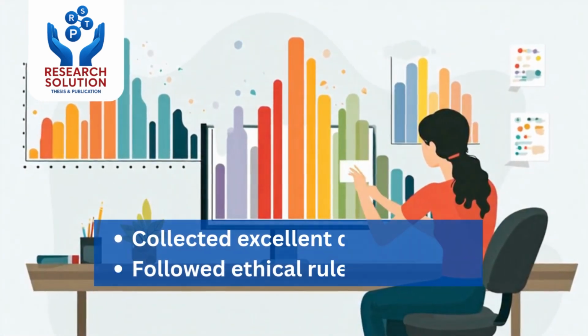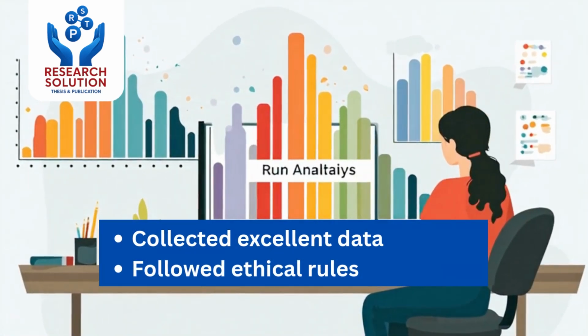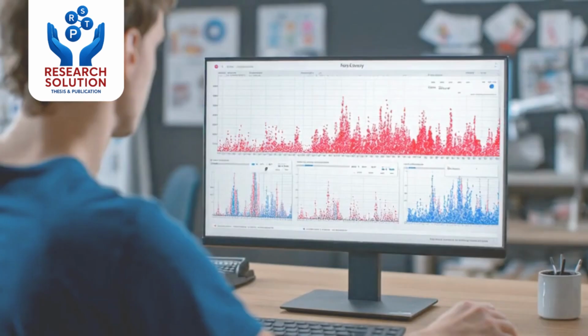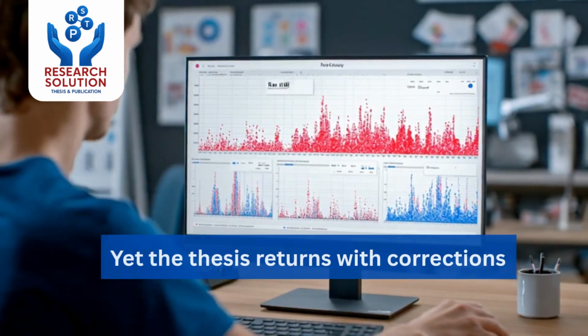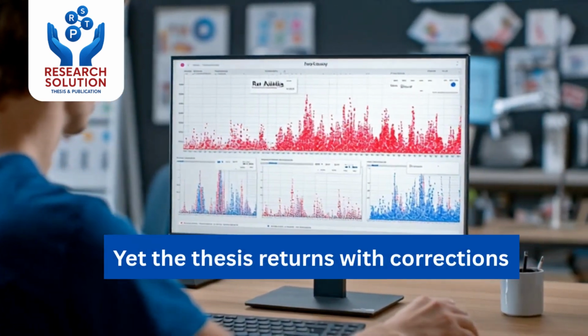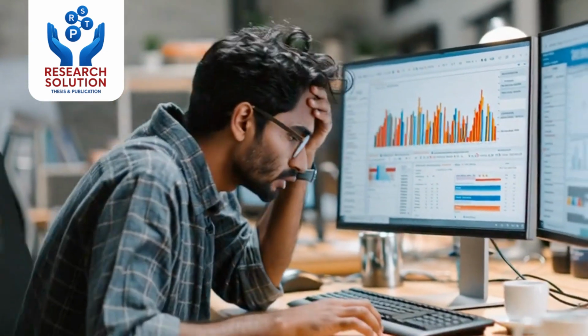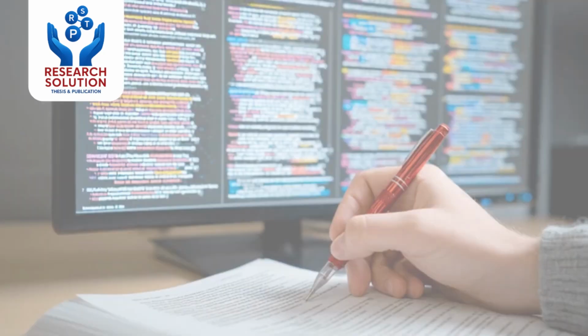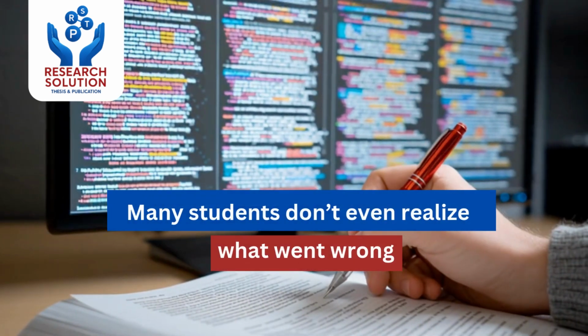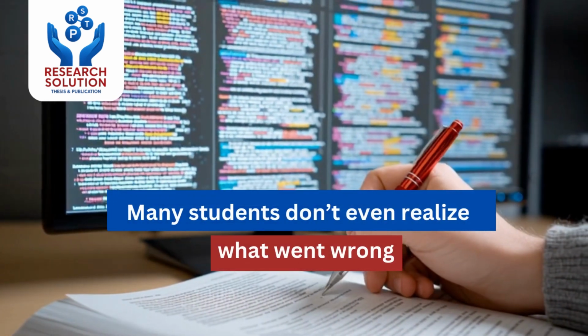You may have collected excellent data, followed ethical guidelines, and worked hard for months. Yet, a few basic statistical mistakes can quietly damage the credibility of your entire thesis. And the scary part, many students don't even realize they're making them.